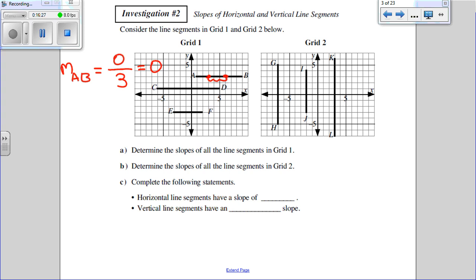Look at any of these other lines. That means M of CD. I can pick any 2 points. 1, 2, 3, 4, 5, 6, 7, 8, 9, 10. It's still going to be 0 divided by 10 equals 0, because there's never a rise in a horizontal line. If there's never a rise, all horizontal lines have a slope of 0.